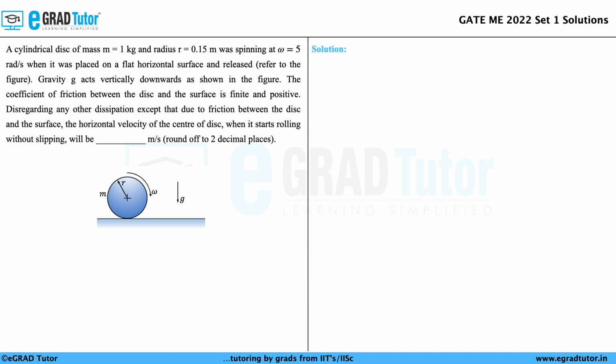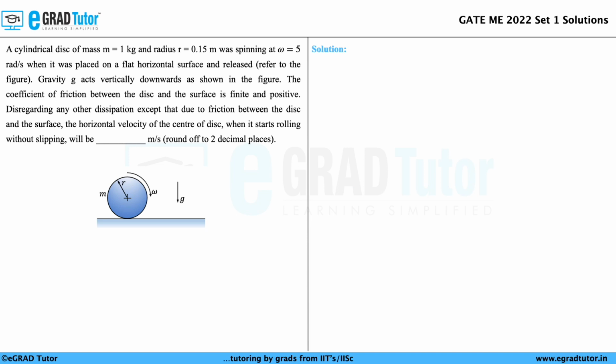The coefficient of friction between the disk and the surface is finite and positive. Disregarding any other dissipation except that due to friction between the disk and the surface, the horizontal velocity of the center of the disk when it starts rolling without slipping will be? So we have to find out the horizontal velocity of the center of the disk when it starts rolling without slipping. Let's look at the solution.